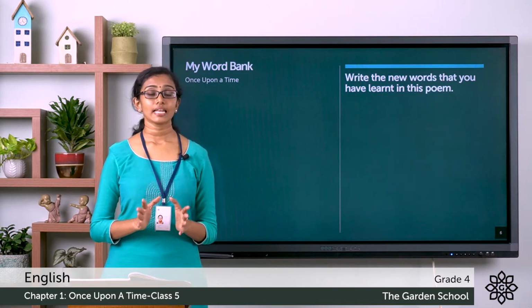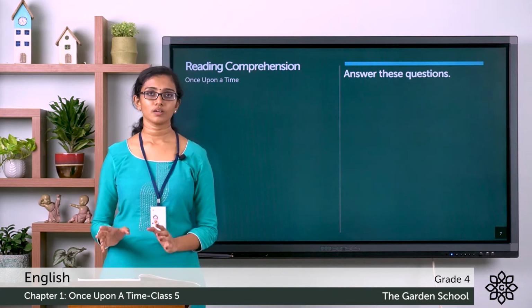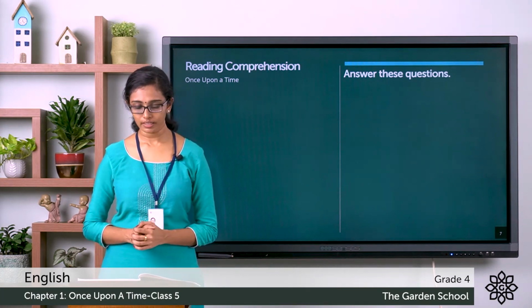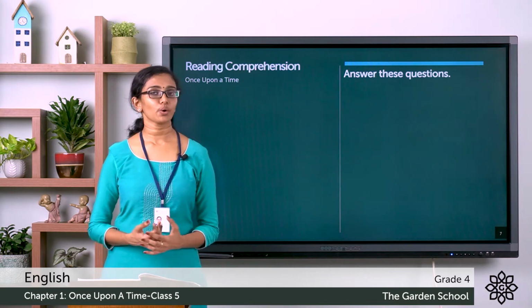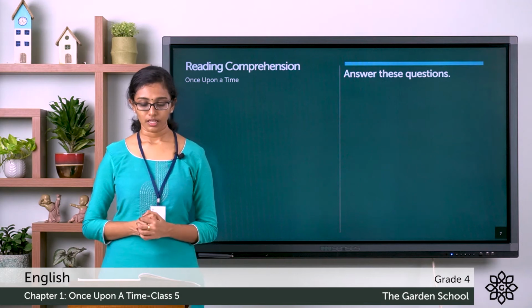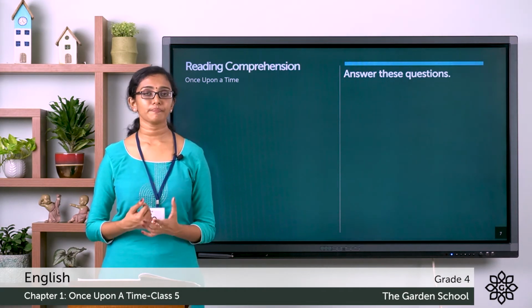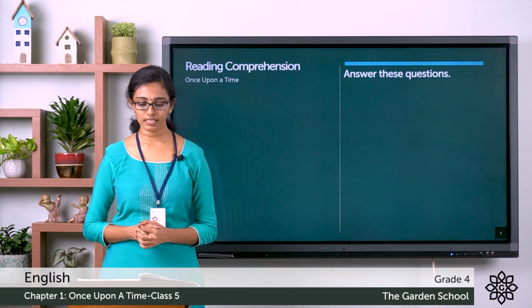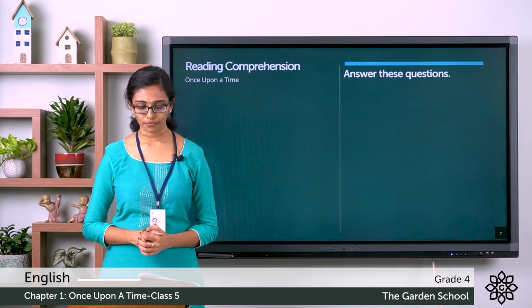Now, let's see the next exercise. This is a reading comprehension. So, here you can see a note is given and the heading is joint families. So, this is about joint families. Now, let's read this note together. Joint families are quite common in India, where parents, siblings, cousins, aunts and uncles live under the same roof.